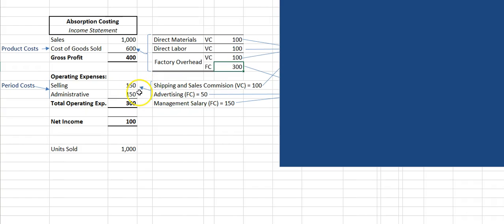Advertising is fixed, right? Because if you enter into an advertising campaign, you say, okay, my advertising campaign is going to cost me $50. And it doesn't matter if you sell 1 or you sell 1,000,000, you're still going to pay what you agreed to pay on the advertising, right? Selling consists of things like shipping, sales commission, advertising, marketing, etc. Administrative is most of the administrative stuff. Think about this as things in corporate headquarters, whereas this over here is things in the factory, right? Even people in the factory, like the factory supervisor, would be factory overhead, fixed.